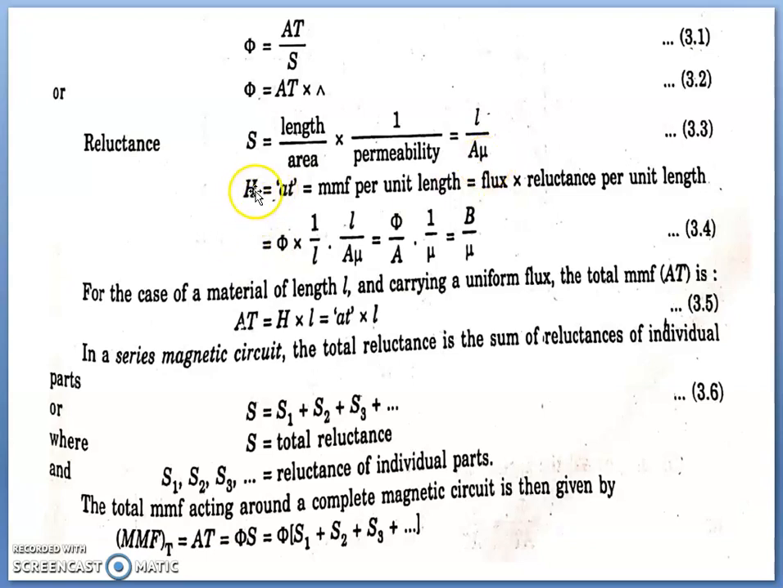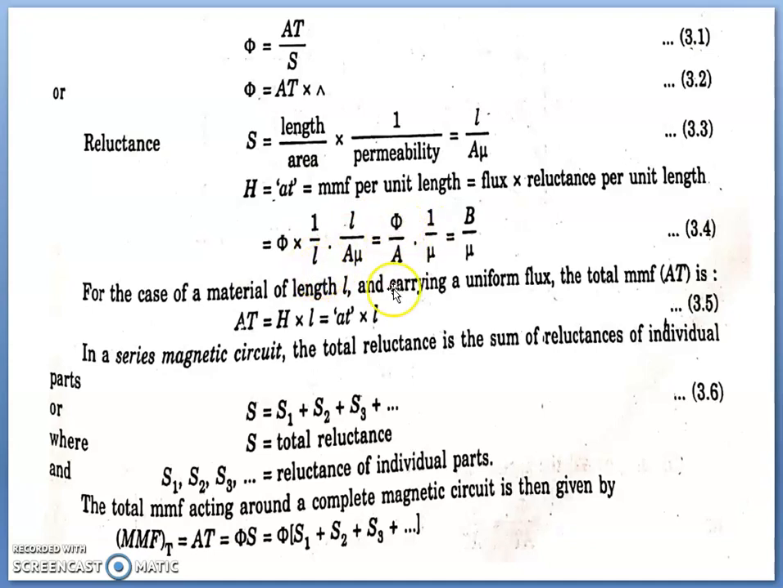And H is the magnetizing force, that is, MMF per unit length. MMF in ampere turns is flux into reluctance. So flux multiplied with reluctance, which is L by mu A, divided by the unit length. This L is to represent the length. So flux into reluctance divided by this length, and this L and L will get cancelled.